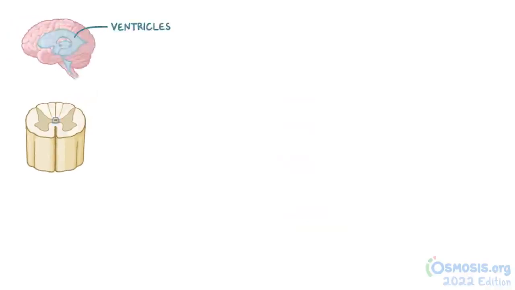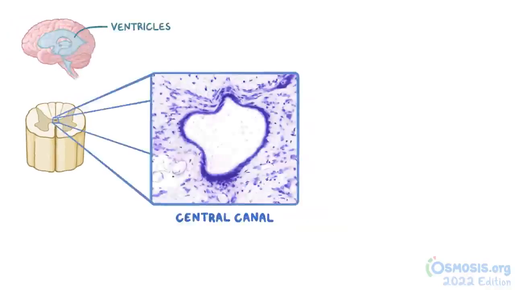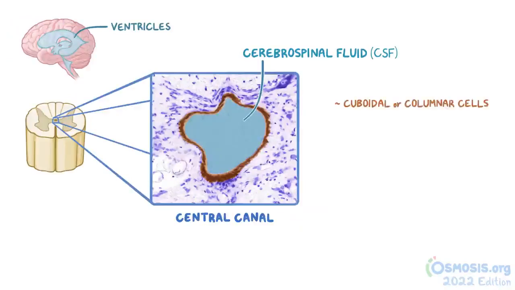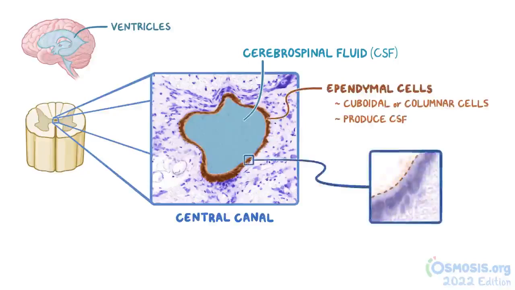The ventricles of the brain and the central canal of the spinal cord are filled with cerebrospinal fluid, or CSF, and have a lining of cuboidal or columnar cells called ependymal cells. These cells are responsible for producing CSF. If we take a closer look at the cells, we can also faintly see that the ependymal cells can have cilia, which help circulate the CSF within the central canal. The ependymal cells can also have microvilli, but they're typically too small to be seen with light microscopy.